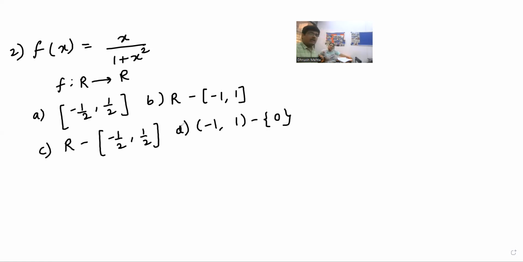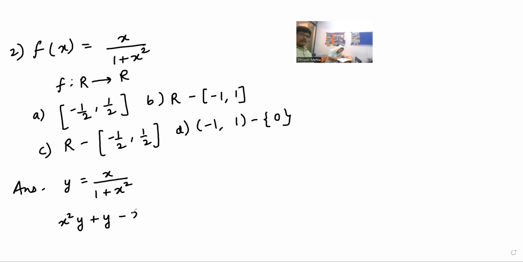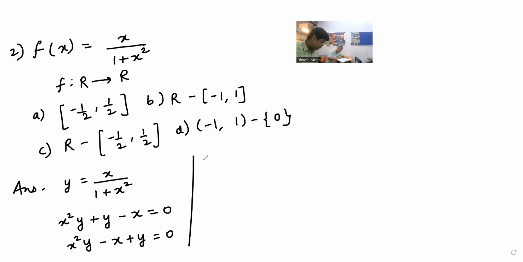So we have to find the range. Do you remember the steps for finding range? We take y equal to x upon 1 plus x square. We cross multiply: x square y plus y minus x is equal to 0. And we arrange this: x square y minus x plus y equal to 0. If you consider this to be a quadratic in x, can you tell me the values of a, b, and c?